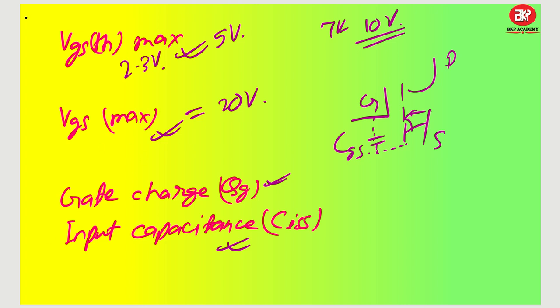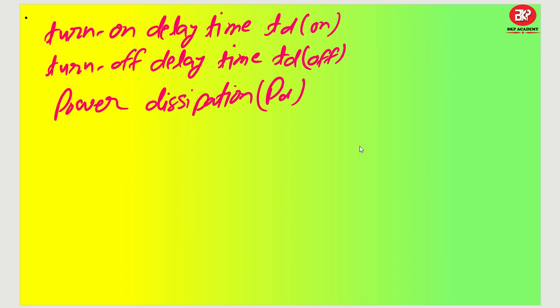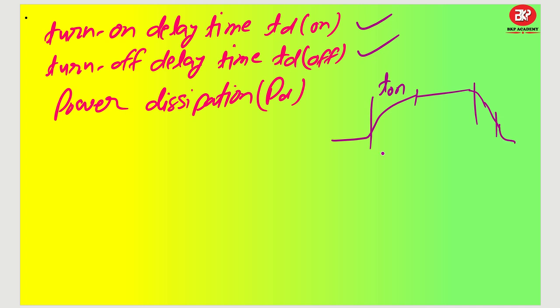Now let us talk about what the delay times are. We have turn on delay time and turn off delay time. Once your MOSFET switches on, it will take some delay, and that is called delay time. Let us say it is switching on, so this is your rise time or T on time. Once switched on, it will later switch off, right? It will take some time to switch off, so this will be your T off time. This is how turn on delay time and turn off delay time work.